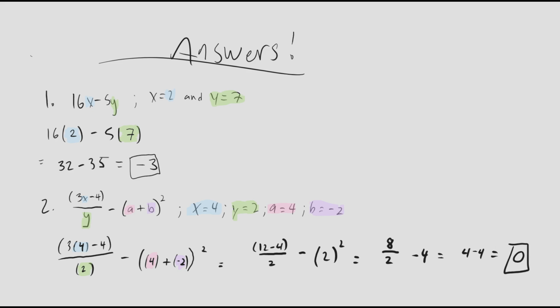For the second problem, 3x minus 4 in parentheses over y minus a plus b squared, for x equals 4, y equals 2, a equals 4, and b equals -2. When I look at this left side, 3 times 4 minus 4 becomes 12 minus 4. That's going to become 8 over 2. On the right side, we have 4 plus -2, which is going to be 2 squared. 2 times 2 becomes 4. So 8 over 2 minus 4. 8 over 2 reduces down to 4. 8 divided by 2 is 4. So I get 4 minus 4, and the whole thing evaluates out to 0. The whole thing cancels itself.